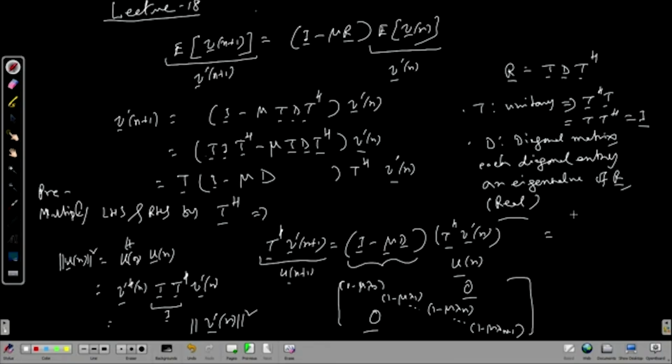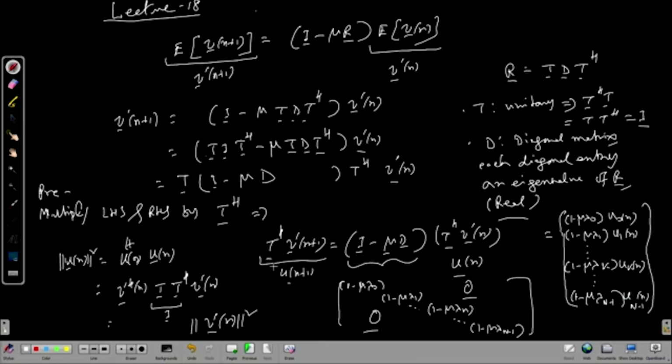That means it will be like (1 − μλ0)^n u0 at the top, then (1 − μλ1)^n u1, and so on, up to (1 − μλk)^n uk, and so on, up to (1 − μλ(n−1)) u(n−1). So, u(n+1) is just this.